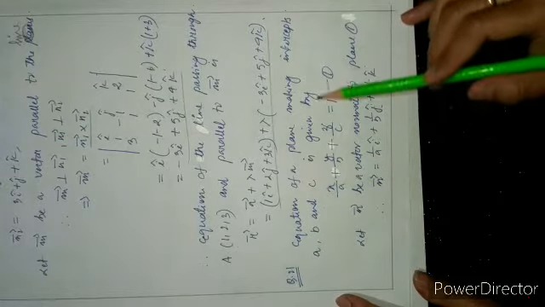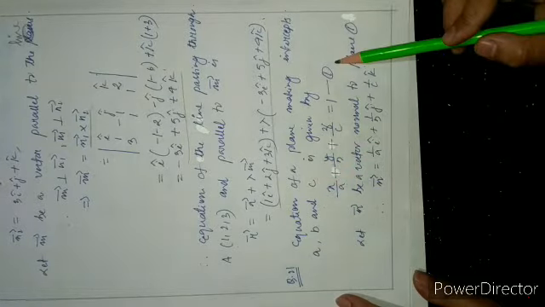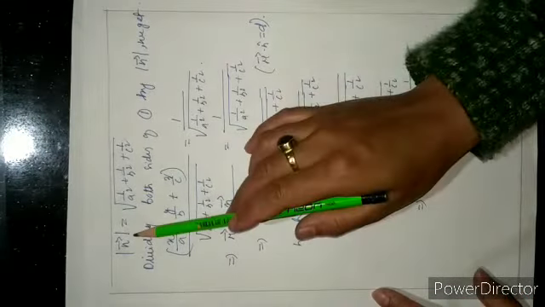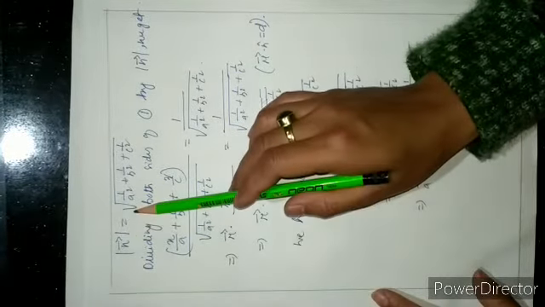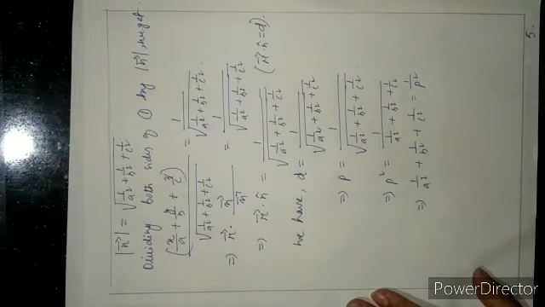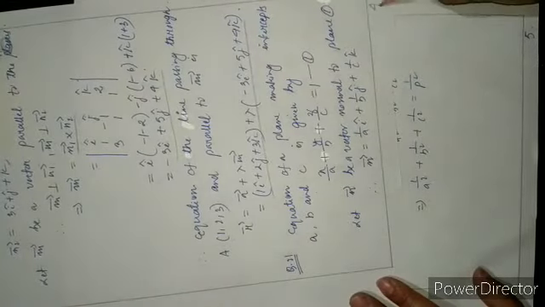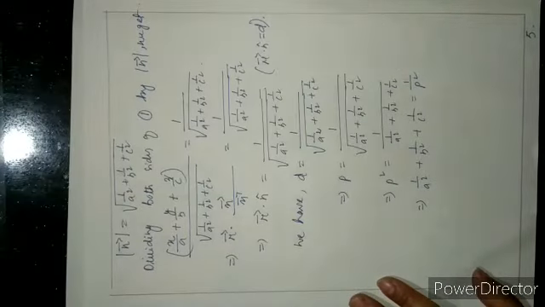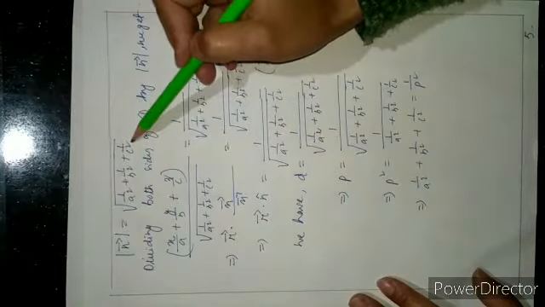From the equation of a plane making intercepts a, b, c we get the normal vector, and we need the equation of the plane in normal form. Magnitude of n is equal to root over 1 by a square plus 1 by b square plus 1 by c square, where 1 by a is the x component, 1 by b the y component, and 1 by c the z component.